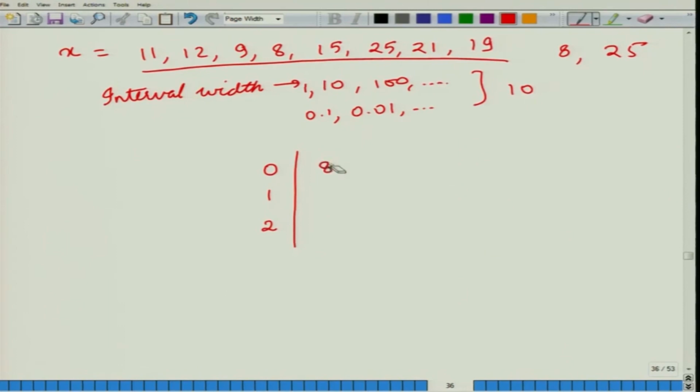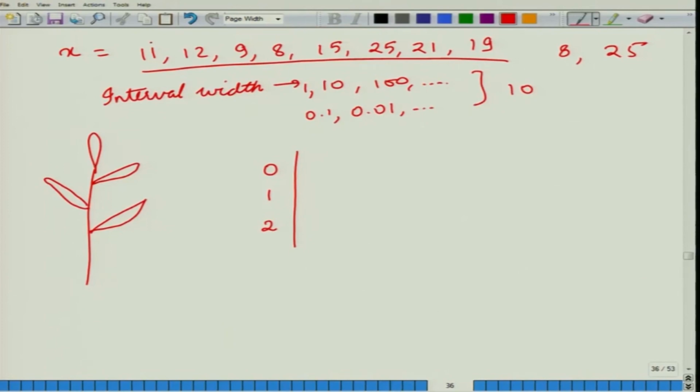So, now let us take these values one by one and start adding leaves to these. Essentially, what a stem and leaf plot is, is that you have a stem, and on that stem you have different leaves. So, this is how we are going to make this plot.